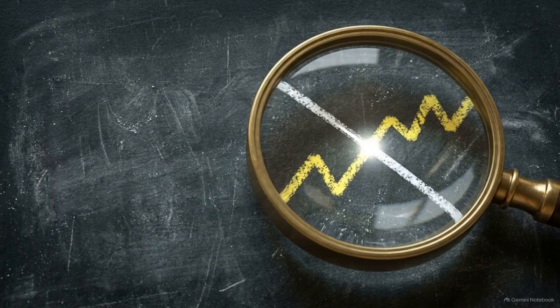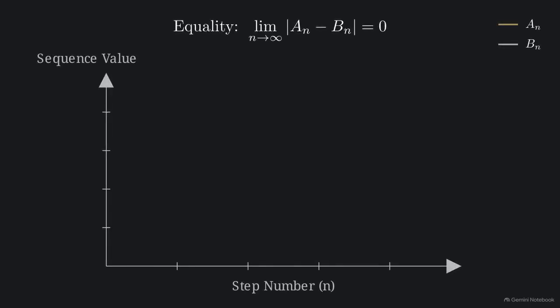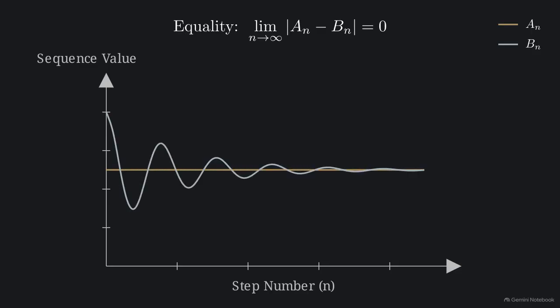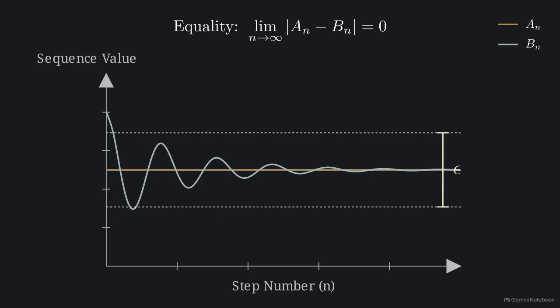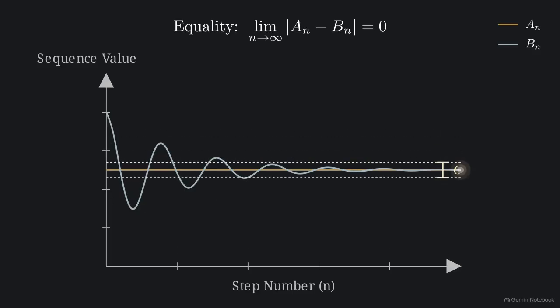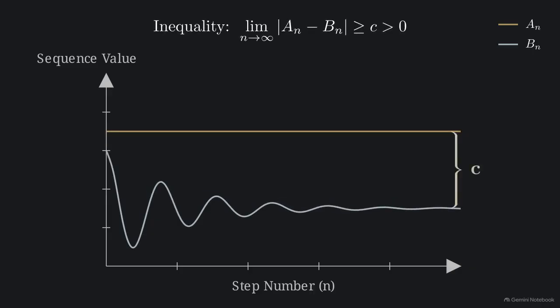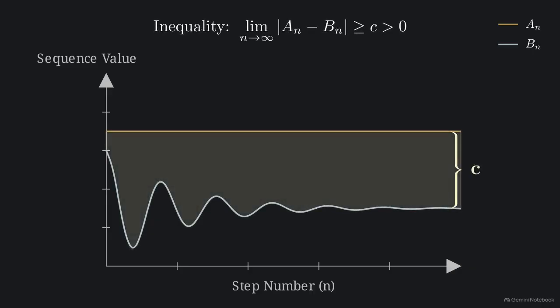Two sequences can begin with entirely different values, yet settle into the exact same mathematical destination. We define two sequences as equal if the gap between their paths eventually shrinks to 0. If the distance becomes smaller than any chosen epsilon, they represent the same location. Inequality requires a permanent, uncrossable positive gap between their destinations.